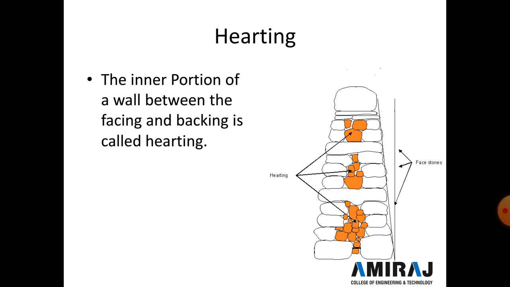Next is hearting. The inner portion of the wall between the face and back is known as hearting. તો અહીંયા આગળ તમને ઓરેન્જ કલરથી હાઇલાઇટ કરીને બતાવેલ છે કે હર્ટિંગ કોને કહેવાય કે જે બહારની સાઈડ પણ નહીં અને અંદરની સાઈડ પણ નહીં. તો એ રીતના વચ્ચેનું જે મટીરિયલ ફિલઅપ કરવામાં આવે એને કહેવાશે હર્ટિંગ. તો અહીંયા આગળ તમે જોઈ શકો છો કે ઓરેન્જ કલરથી હાઇલાઇટ કરેલું છે. તો હર્ટિંગની અંદર જે નાના નાના સ્ટોન છે ફેસ ઉપર મોટા સ્ટોન આવશે અને અંદરની સાઈડ નાના સ્ટોન આવશે.